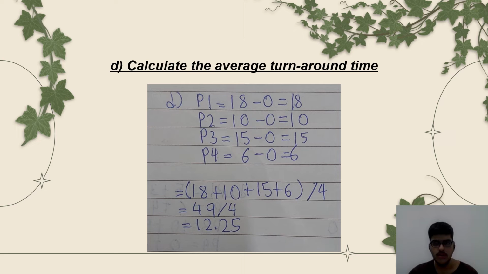And then you need to find the total turnaround time first. What is the answer? 18 plus 10 plus 15 plus 6. You will get 49. And then why do you need to divide it by 4? Because there are 4 processes, you need to divide it by 4. By using a calculator, you will get the answer 49 divided by 4 equal to 12.25 milliseconds.